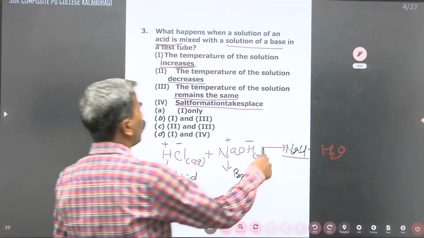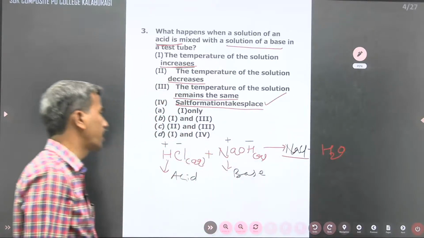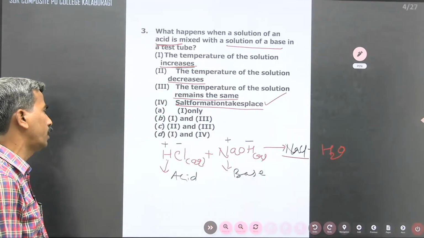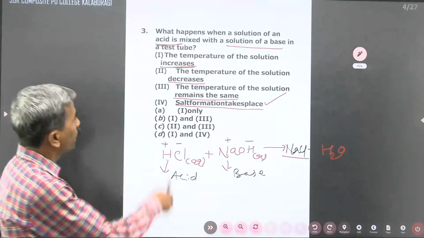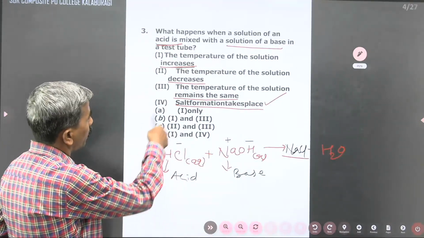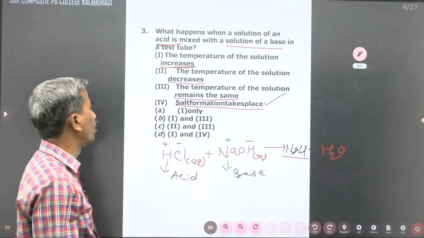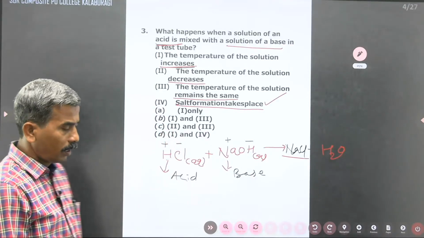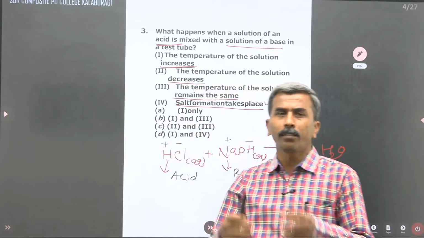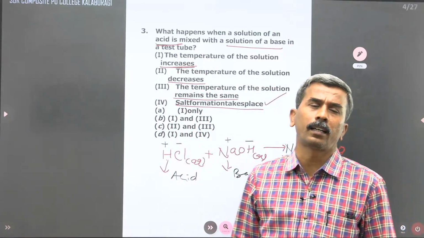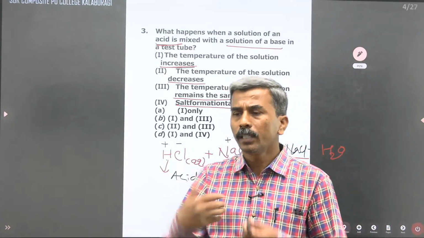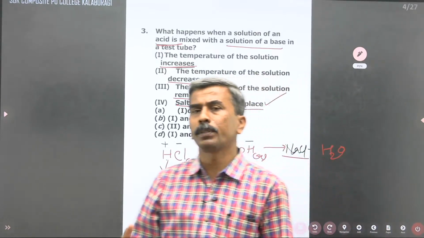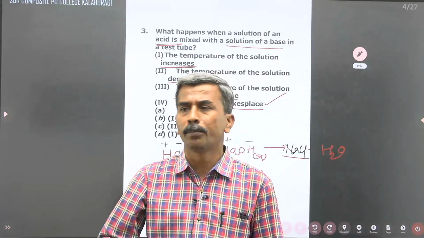Definitely. So now this is correct, because when acid and base react together, they will form salt. But in the given options, you can see there is no option like only salt formation. Generally, whenever you react an acid with a base, it will form salt, and during that reaction it is going to be accompanied by liberation of heat.